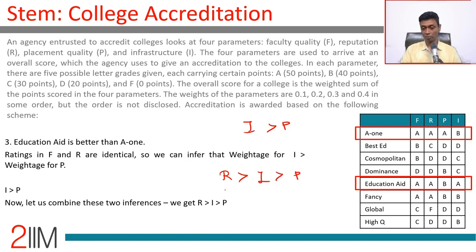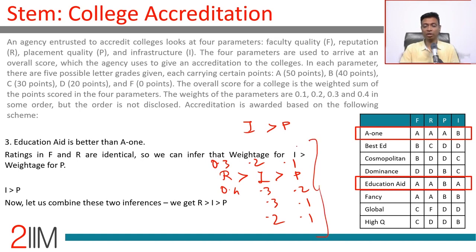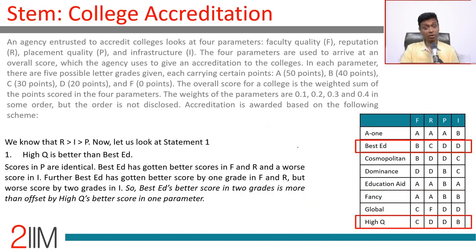And so therefore, this could be 0.4, 0.3, 0.2, or 0.3, 0.1, 0.2, or 0.1, or R could be 0.3, 0.2, 0.1. R cannot be less than 0.3 because it's greater than I and P. So R has to be either 0.4 or 0.3. There are only 4 combinations for weightages of R, I and P. For each of those 4, F will get the remaining one automatically. So only 4 combinations possible overall. Fine. Now let's look at the first one.